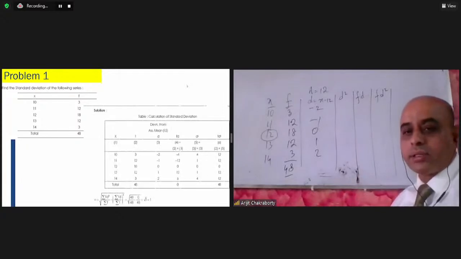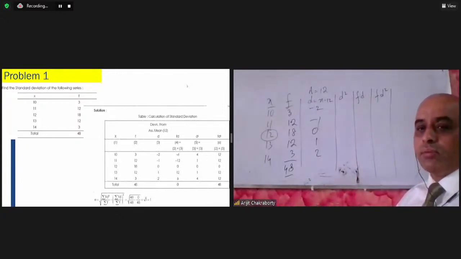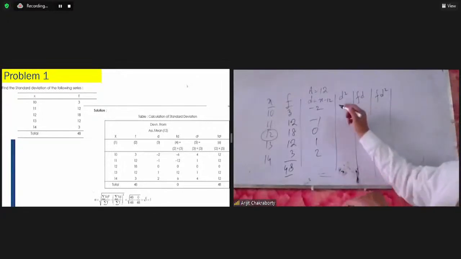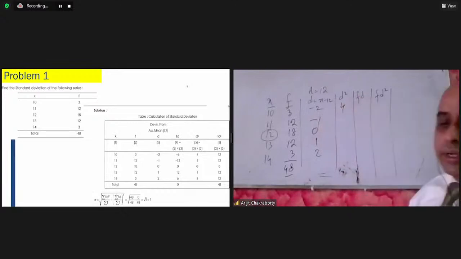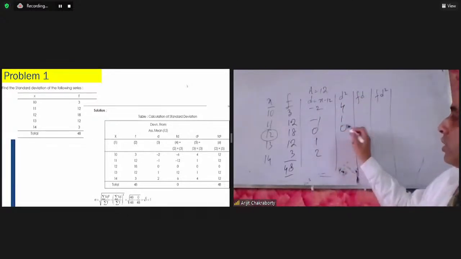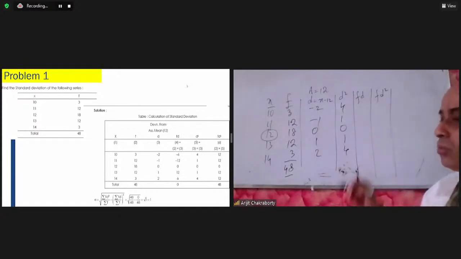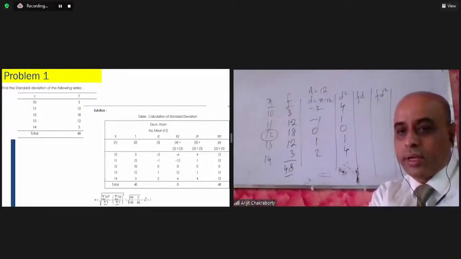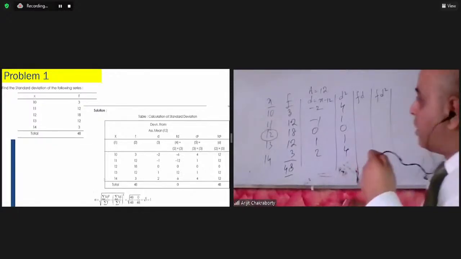Now we have D square here. So let us take D square, but before that, we will take FD also. First let us do D square: minus 2 square is 4, minus 1 becomes 1, 0 square is 0, 1 square is 1, 2 square is 4. So this gives us the D square part. Now we have to find FD.